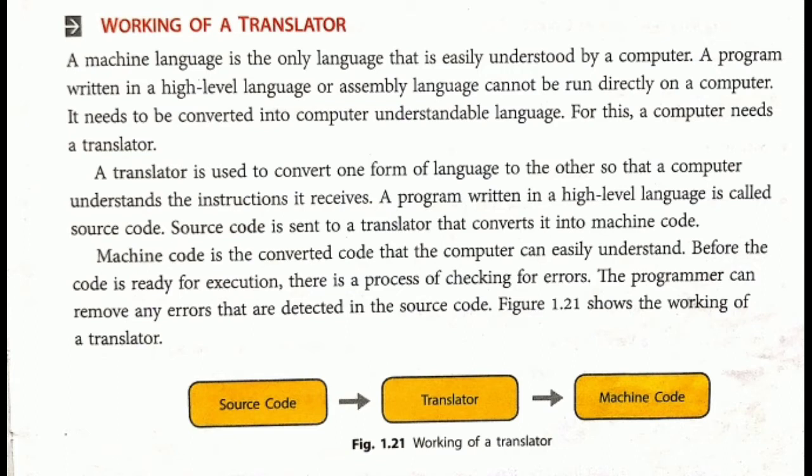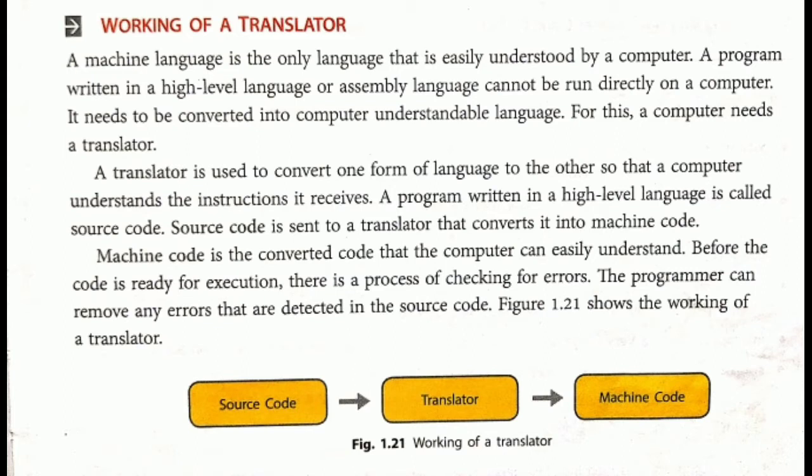Today let us study about working of a translator. In our last class we have studied that the only language that is directly understood by a computer is machine language. And if you are writing a program in high level language or assembly language or fourth generation languages, these programs cannot be run directly on a computer. These programs need to be converted first into computer understandable form. That is, they need to be converted into machine language. We have studied about these things in our last class.